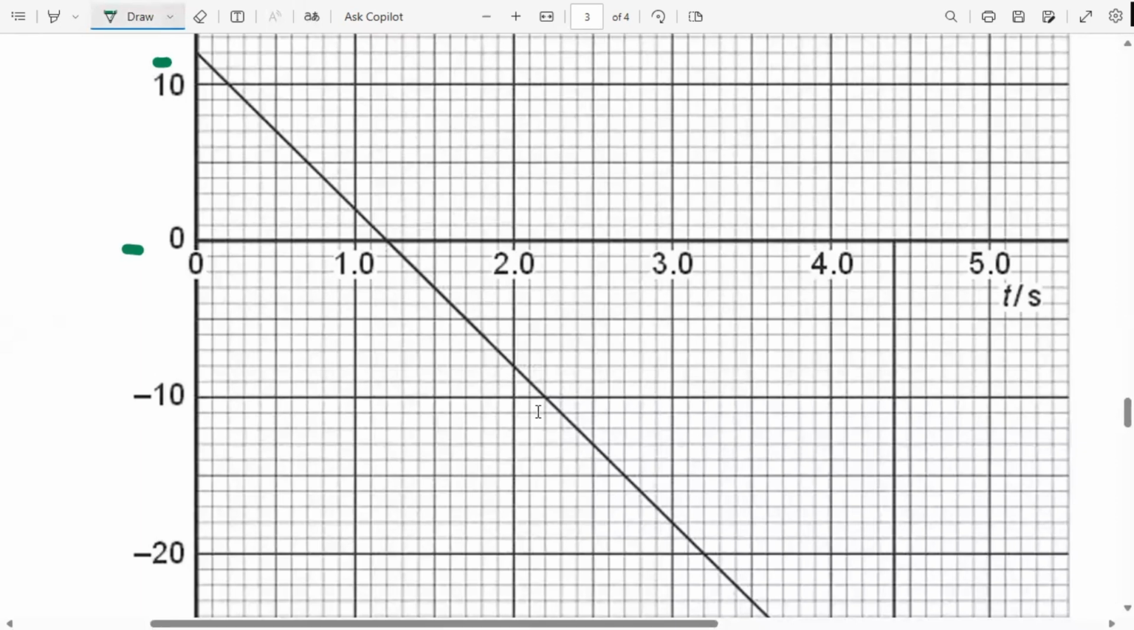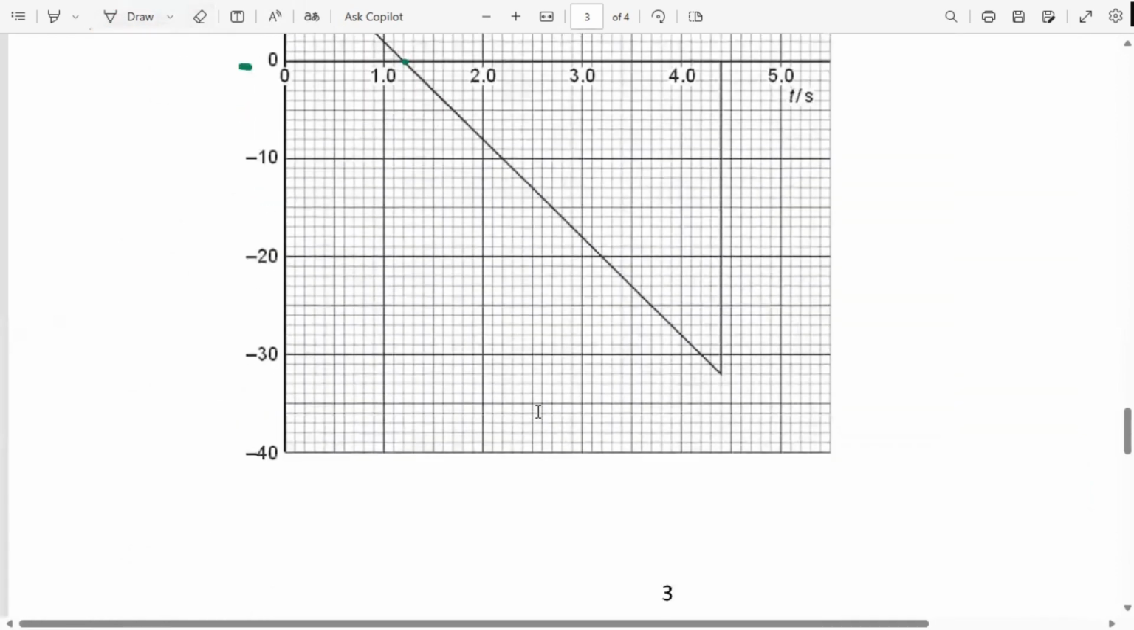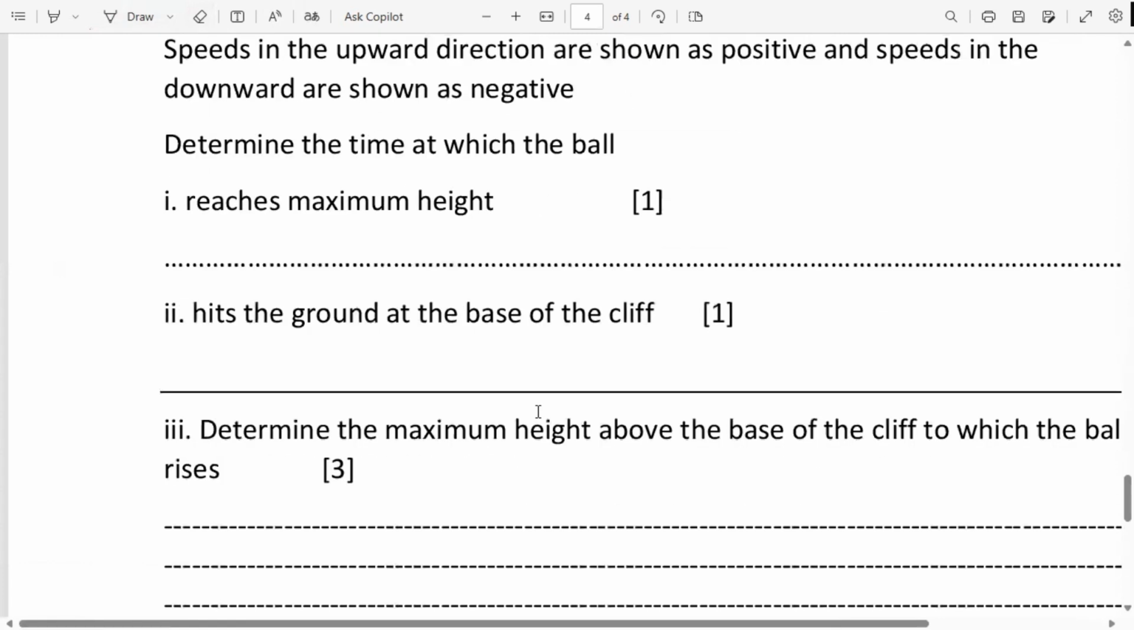So that is at 1.2 seconds. Since this diagram is drawn to scale, each box there represents 0.1. So the time that it took this ball to reach its maximum height is actually 1.2 seconds.